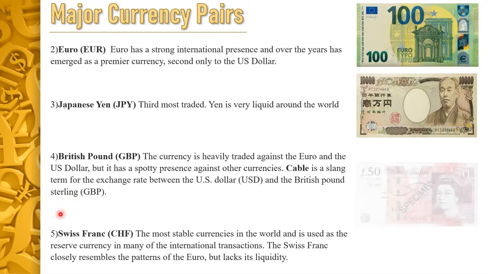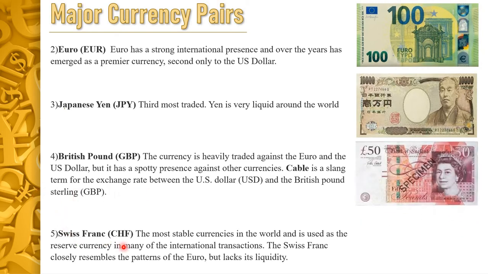Okay, coming to the fifth currency, which is the Swiss franc, CHF. It is the most stable currency in the world and is used as the reserve currency in many international transactions. The Swiss franc closely resembles the pattern of the euro, which means it has a strong international presence but it lacks liquidity. Now, what do we mean by liquidity in terms of currency? By that, I mean there are many sellers and buyers in the market for this currency, as it is known to be very liquid around the world.